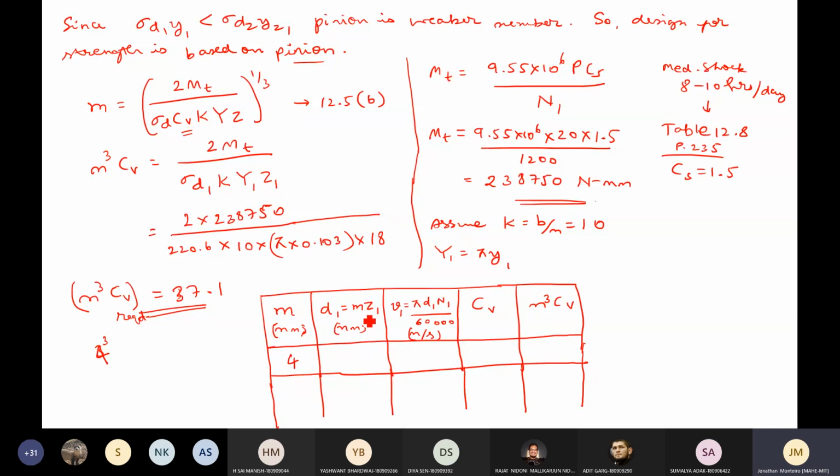4. What will be m into z? So d1 is m into z. Here z1 is 18. Okay, and here in this equation n1 is 1200. So z1 is 18. So 18 into 4, d1 should be 72 mm. With this as 72, then what should be v1?